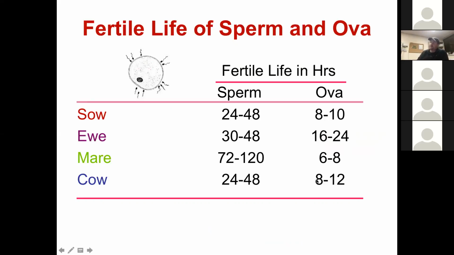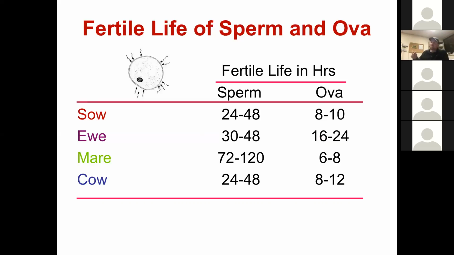Something I will keep reiterating when we talk about AI: timing is everything. But there are always cows that come in the middle of the night, and we don't know exactly when they came in. So how am I supposed to breed 12 hours after that? Or maybe she comes in at noon. I don't really want to go out and breed her at midnight.